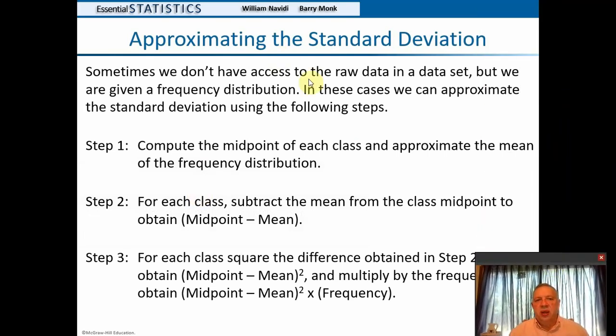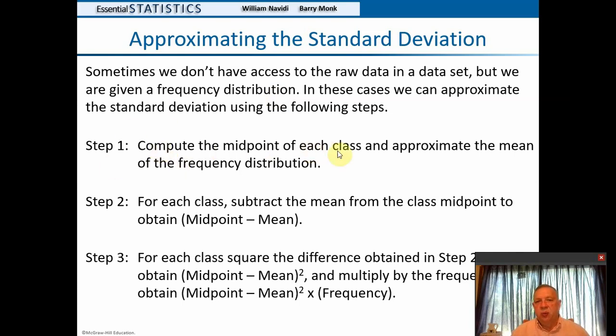So sometimes we don't have access to the raw data in a data set, but we are given a frequency distribution. That's that table. In these cases, we can approximate the standard deviation using the following steps. Now we're given the table, but if this was given to us as a histogram, the bar chart, if you will, that contains all the data, we can go backwards and do the frequency distribution from that. So it's very much the same process.